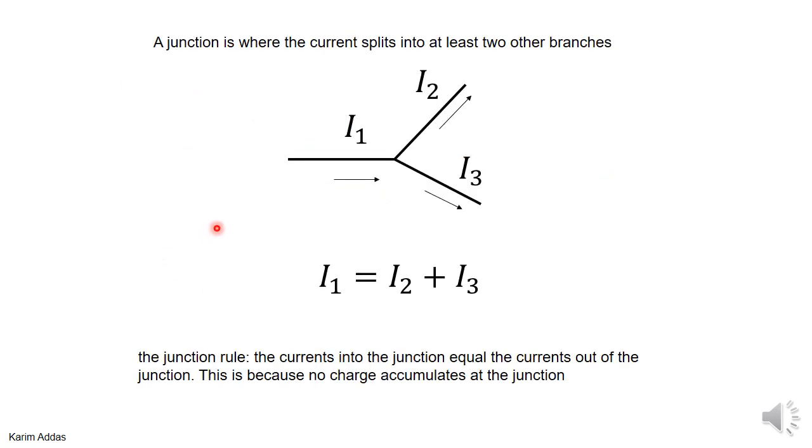The last thing you need to know is how to use the junction rule. The junction rule says that the sum of any currents going into a junction is equal to the sum of the currents going out. So if you apply Kirchhoff's voltage rule plus the current rule, you'll be able to solve any kind of circuit and get the currents in any kind of circuit.